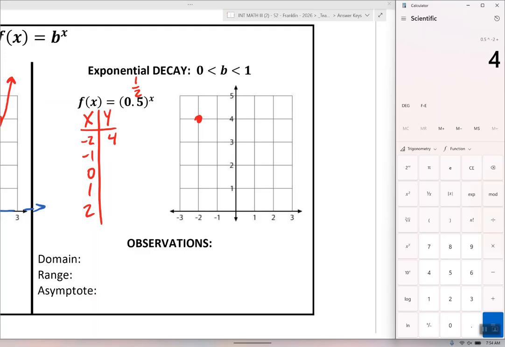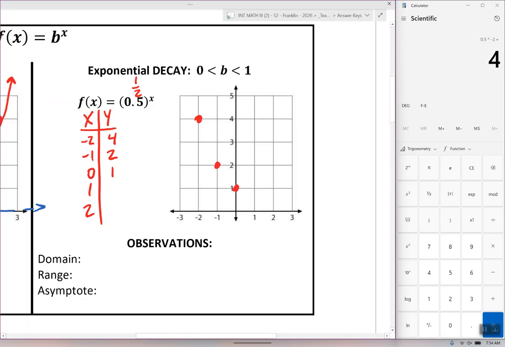For -1, so for 1/2 to the -1 power, that just flips it, we get 2 over 1 to the first power. For 0, anything to the 0 power is 1.